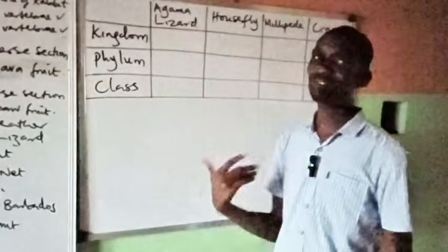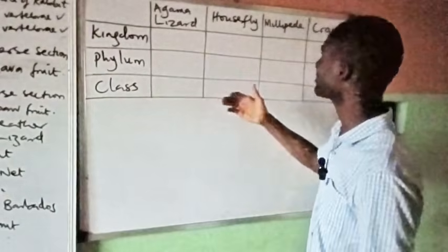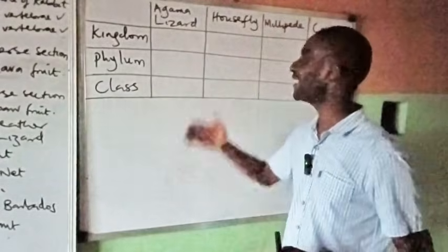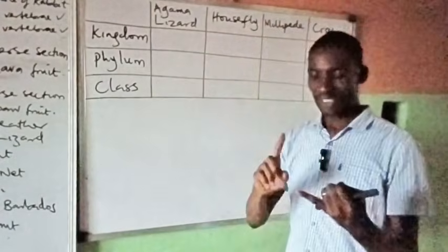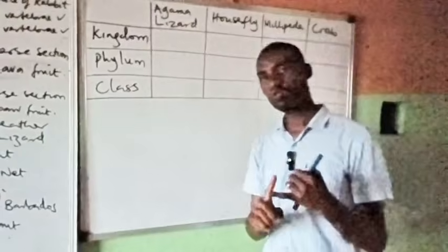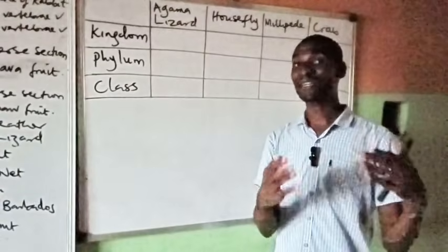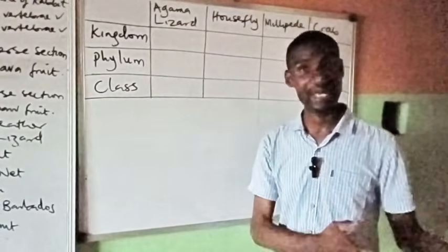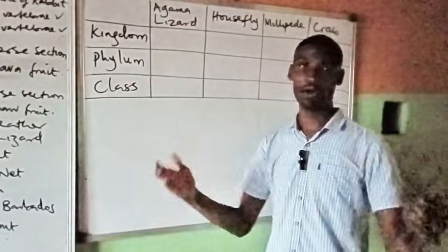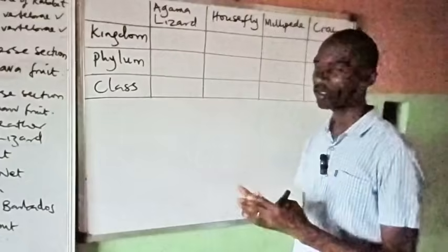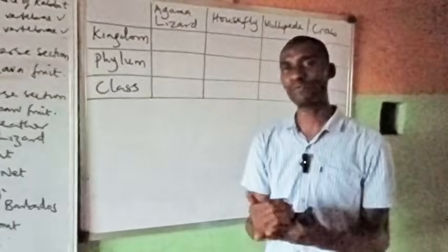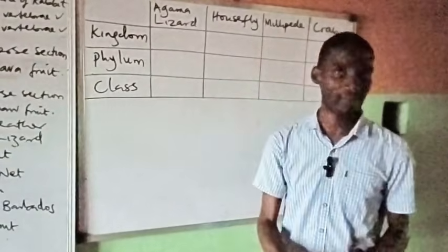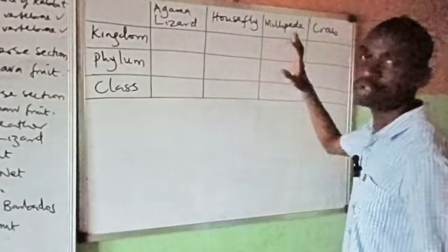So there are questions they can ask you. One of the questions they can ask you is that you should classify the animals to the class level. So you will be expected to tell the kingdom they belong to. Is it kingdom Plantae or Animalia or whatever kingdom? What kingdom does it belong to? What phylum does it belong to? And what class? So I'll quickly do that for you right now.